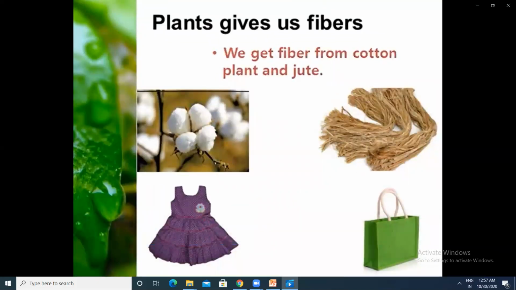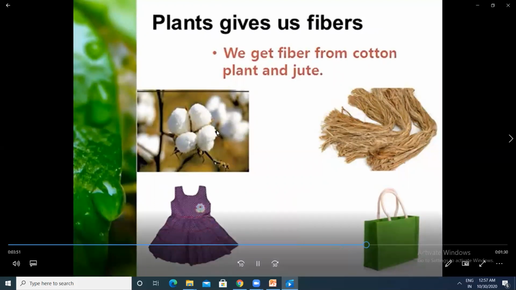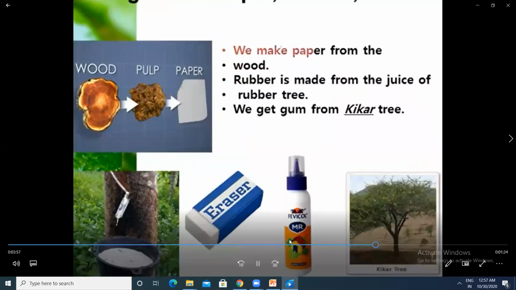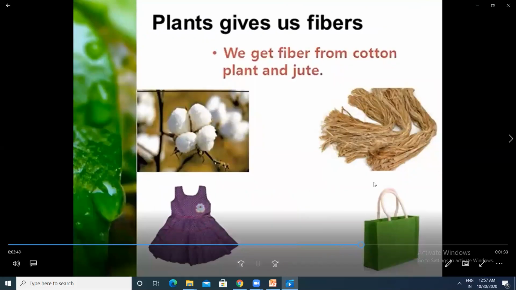Now children, we also get fibers from plants. For example, from the cotton tree we get cotton and make cotton clothes. And next, we also get jute from a plant, from which we make jute bags and paper bags.